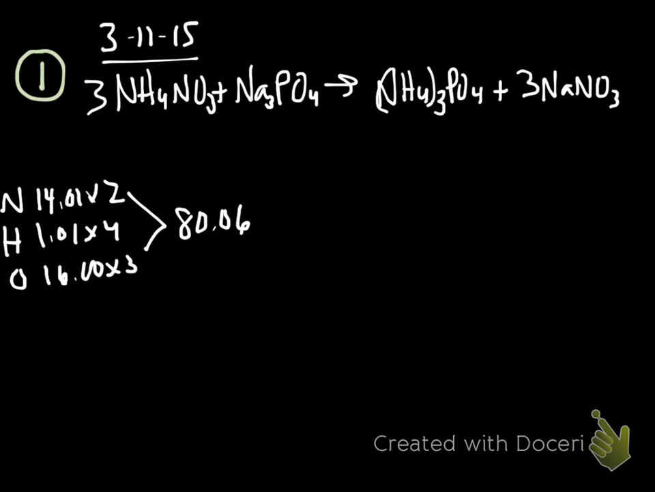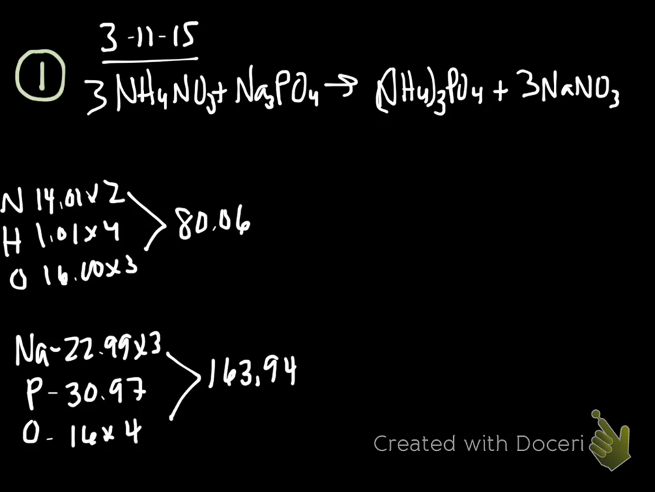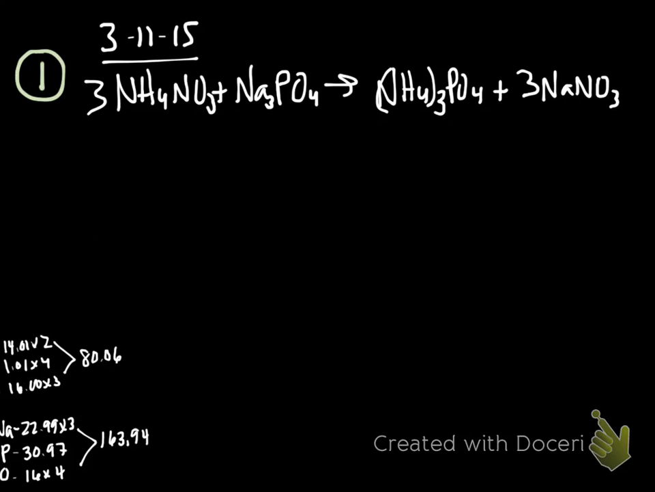So I've got my ammonium nitrate, 2 nitrogen, 4 hydrogen, 3 oxygen. And I have my sodium phosphate, 3 sodiums, 1 phosphorus, 4 oxygens. We get a mass of 163.94 grams per mole. Okay, now what? What do I start with? It doesn't matter which given we start with, we just have to pick one. My habit is I just go with whatever's first.